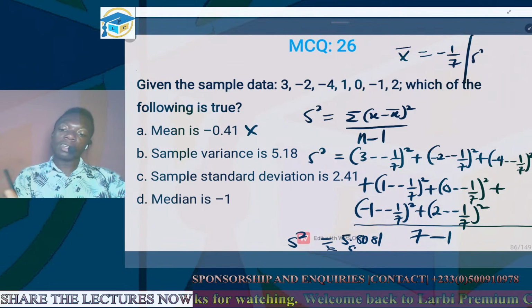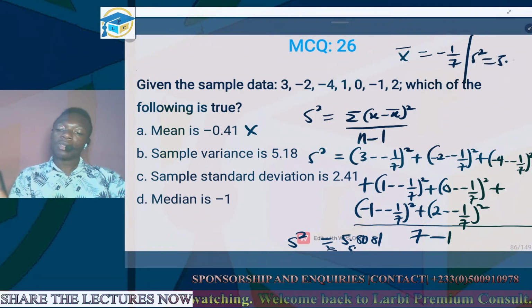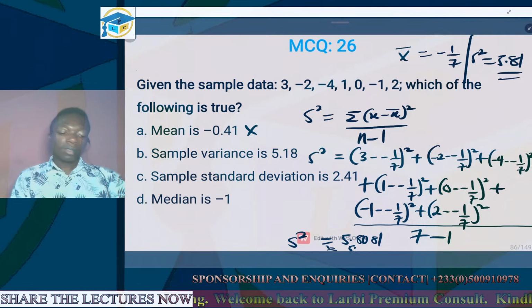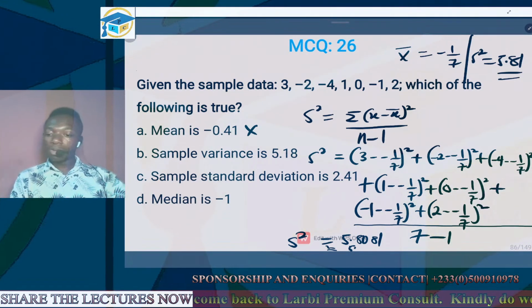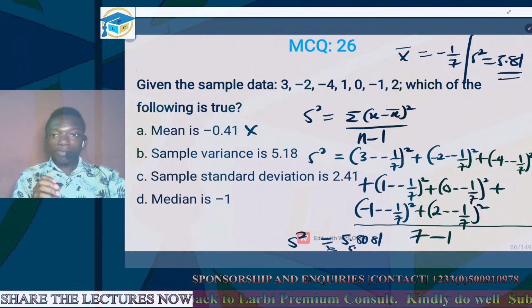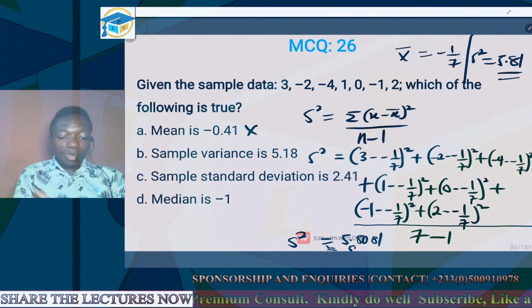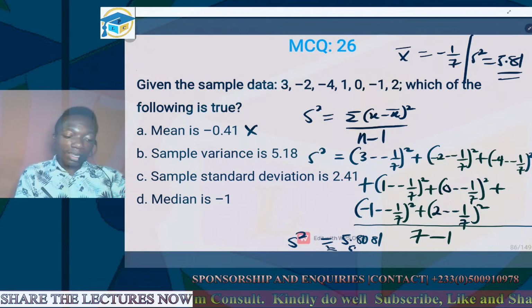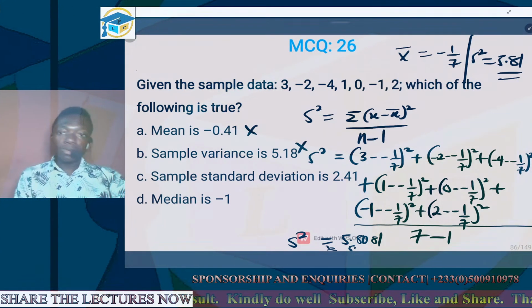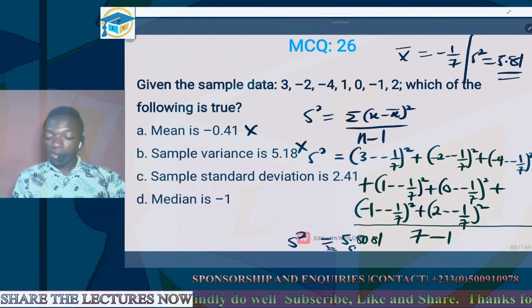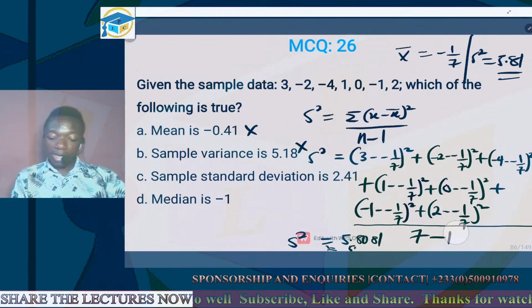Let me have it here: 5.81. So is it also true for our sample? Look at it very critically. We have 5.18, not 5.81. So here it is also out. It means that the sample variance option is not true for this set of data. Okay, so this is what we're going to do to actually get the right answer to that.